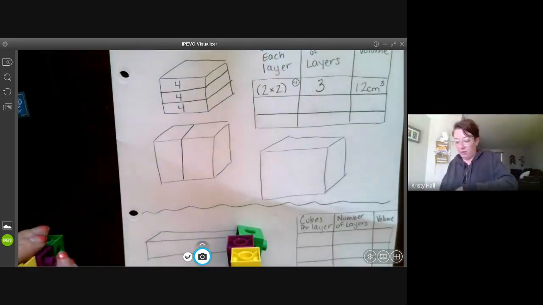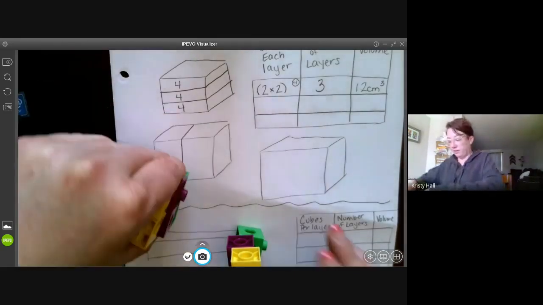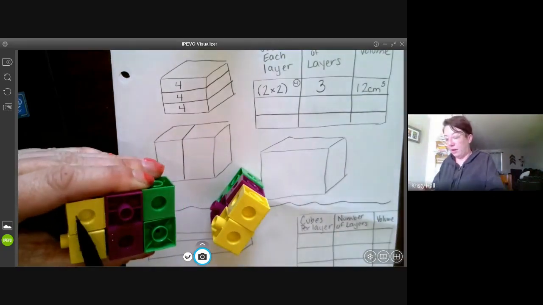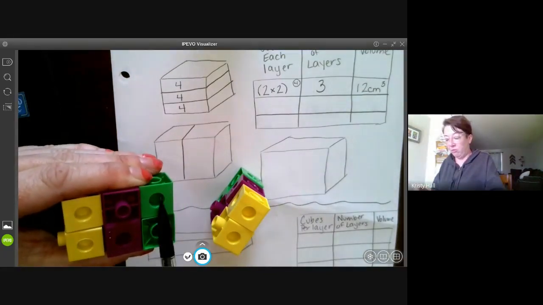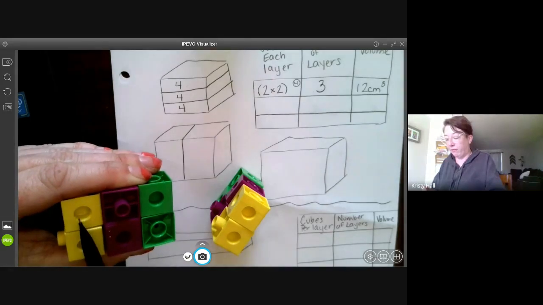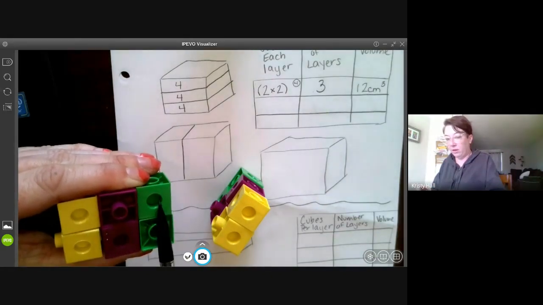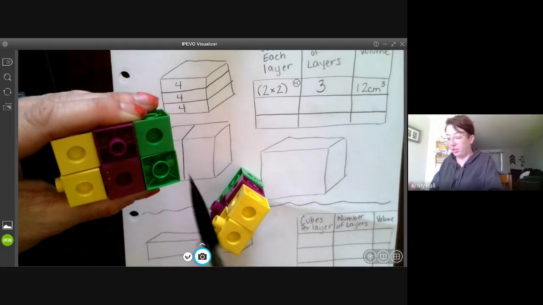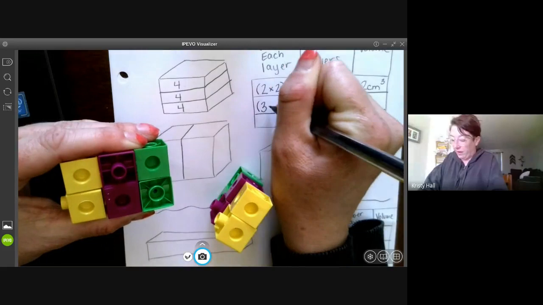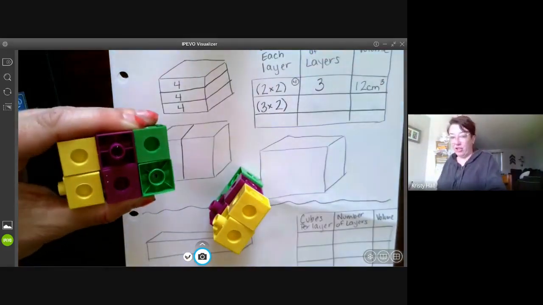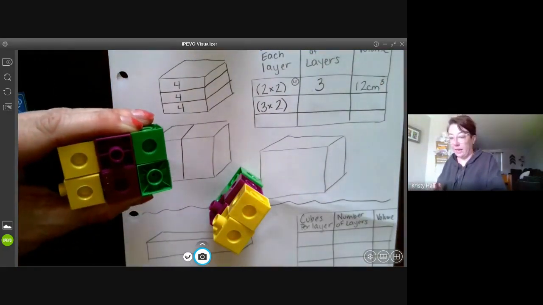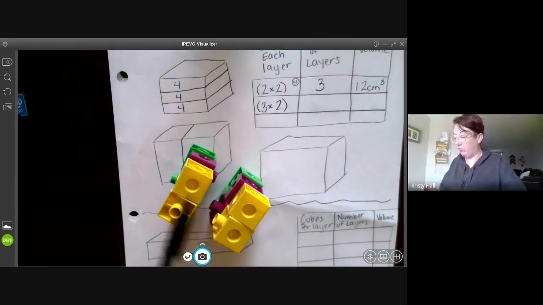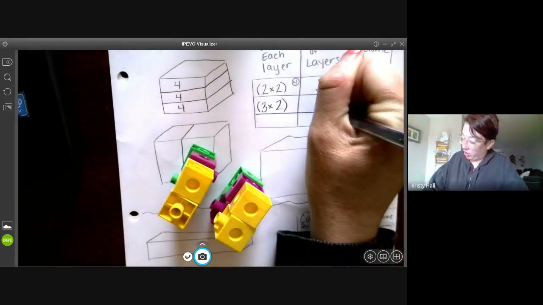So let's look at each one of those layers. This is one of those layers. I want to count how many blocks I have in each row and then how many rows. So here I have 1, 2, 3 in a row, and then there are 2 rows. So I'm multiplying 3 times 2. So in my chart, I'm doing 3 times 2. That shows me how many blocks are in this layer. How many layers did I break it into? I broke it into 2 layers. So 2 goes here in my chart.